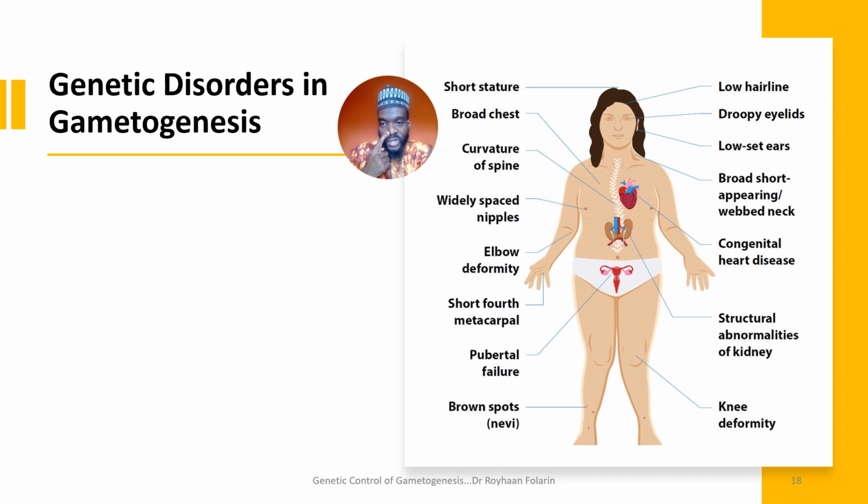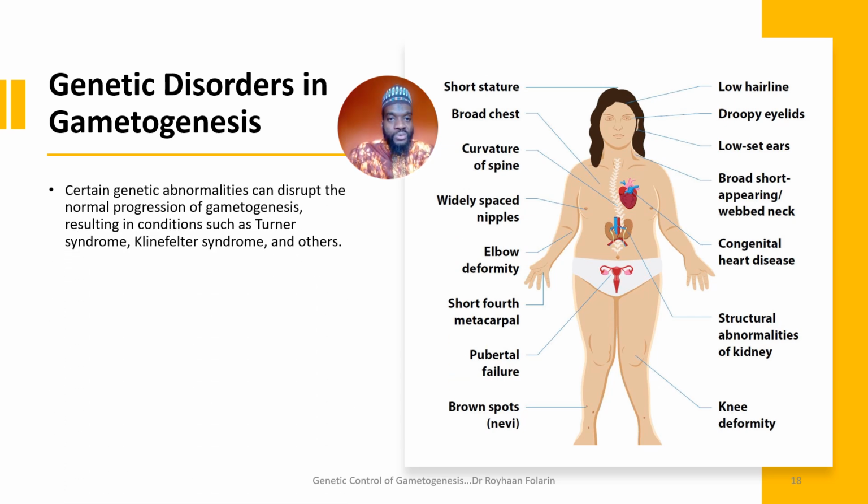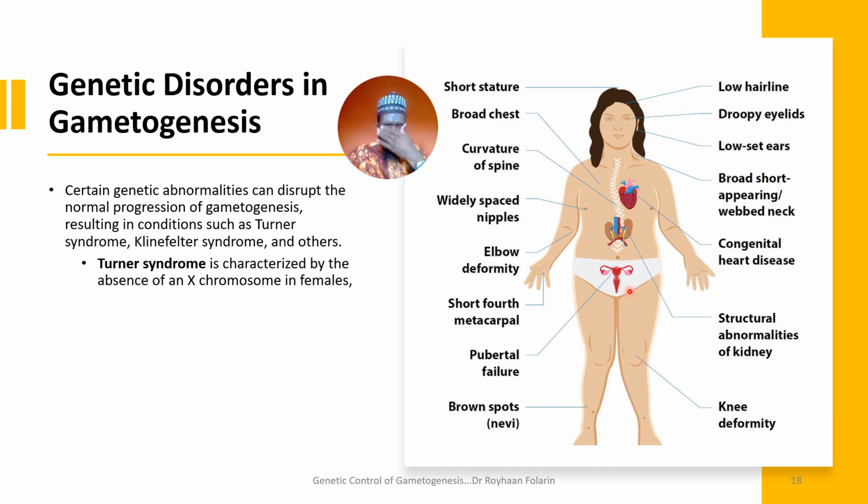So to start rounding up, we have other genetic disorders that could result from gametogenesis, like I mentioned. So this would include Turner syndrome, Klinefelter syndrome, and others. So as for Turner syndrome, which is illustrated here, it's seen by the absence of an X chromosome in the female. So it's a female, but instead of having two X chromosomes, it has one, and they usually have low hairlines. They have short stature. They have a broad chest.